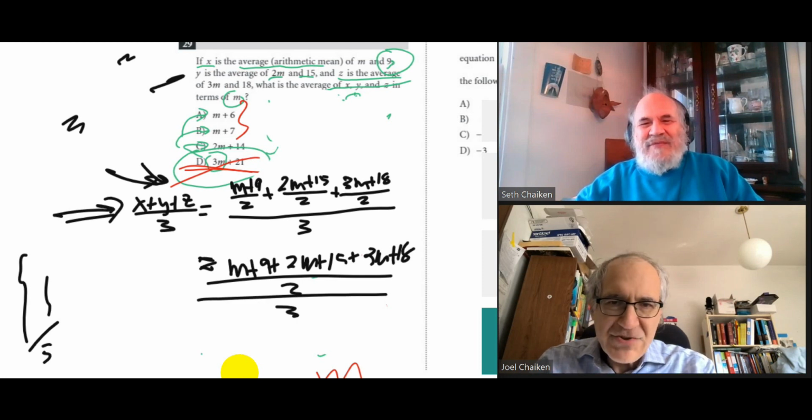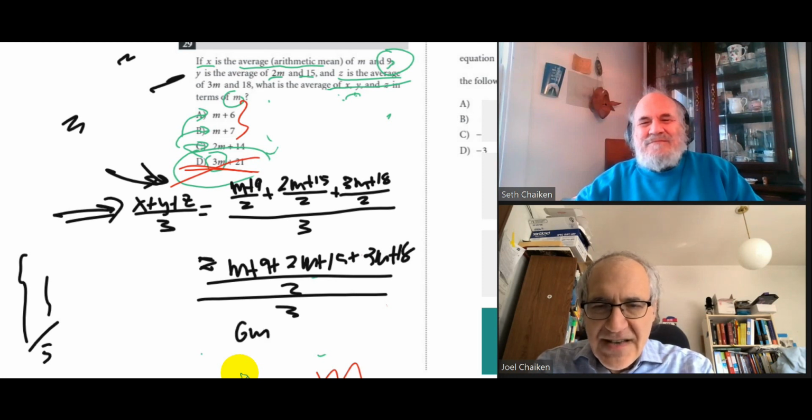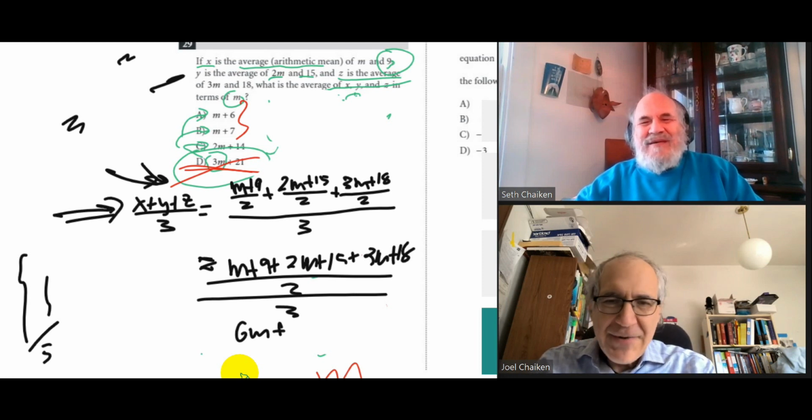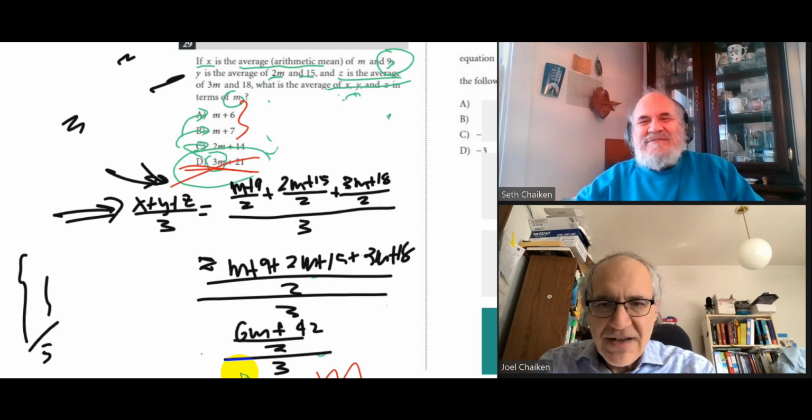I'm sorry, my pen is so schlocky. Then you can add up the M's to get 6M. And Seth was also doing weird stuff where he was dividing the M's by the thing first. No, leave it all together. And we have a calculator, so we know that that's 42. Divided by 2, divided by 3.